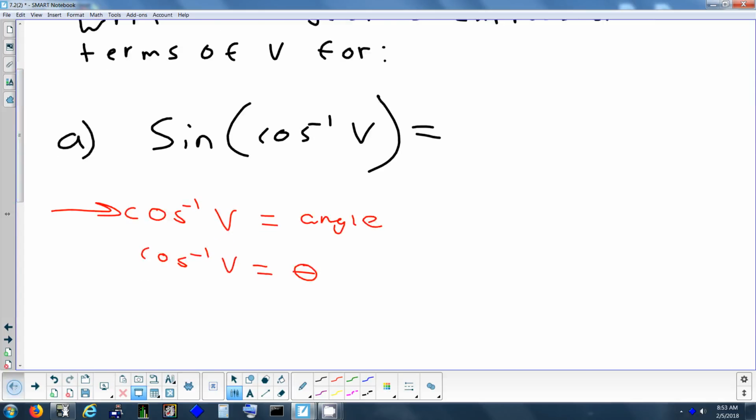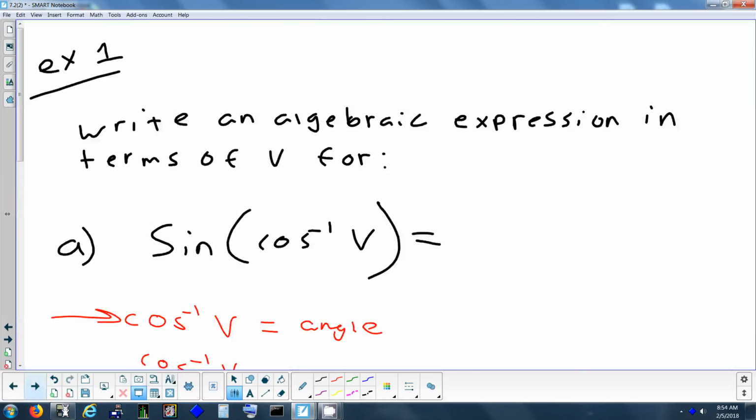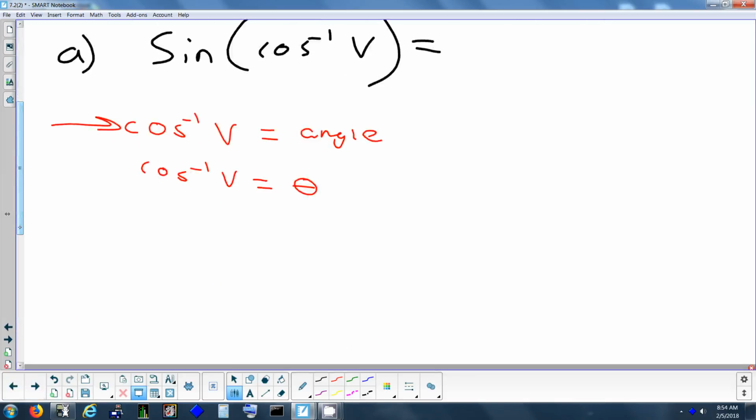Now it says, if the inner function contains inverse trig, we're going to rewrite it with regular trig. So what could I take on both sides so that the inverse cosine cancels out and I'm left with just a regular trig function on the other side? How can we get rid of inverse cosine?